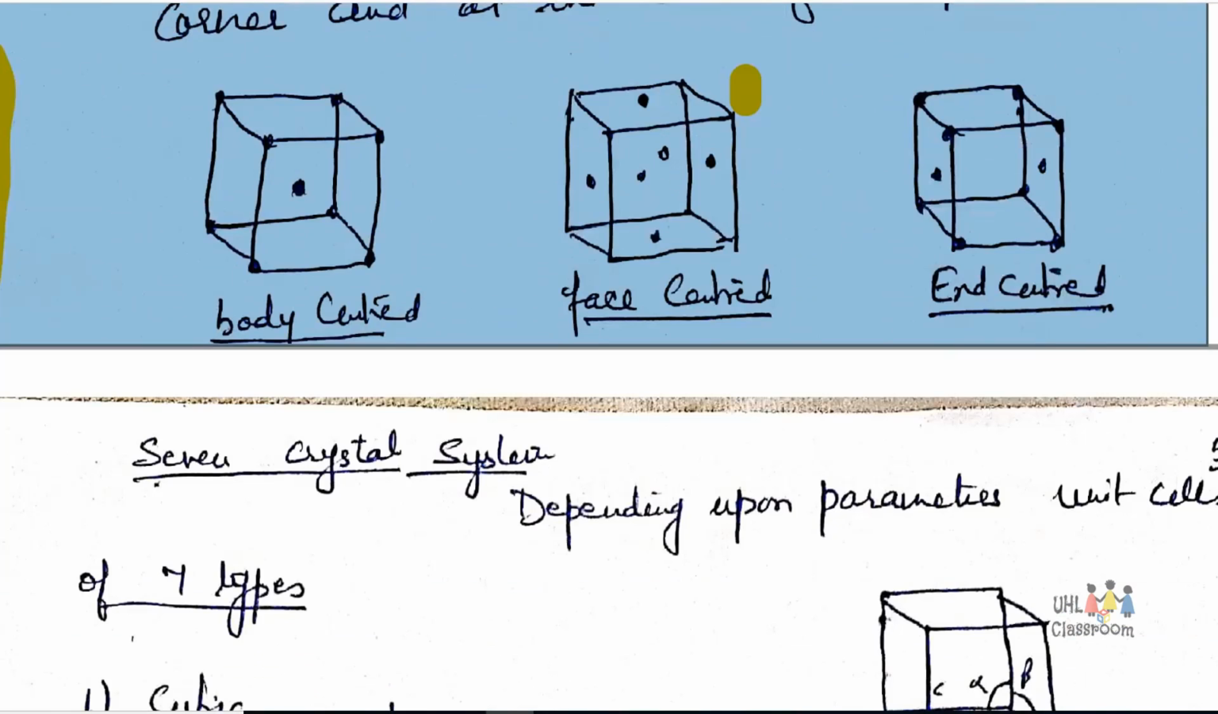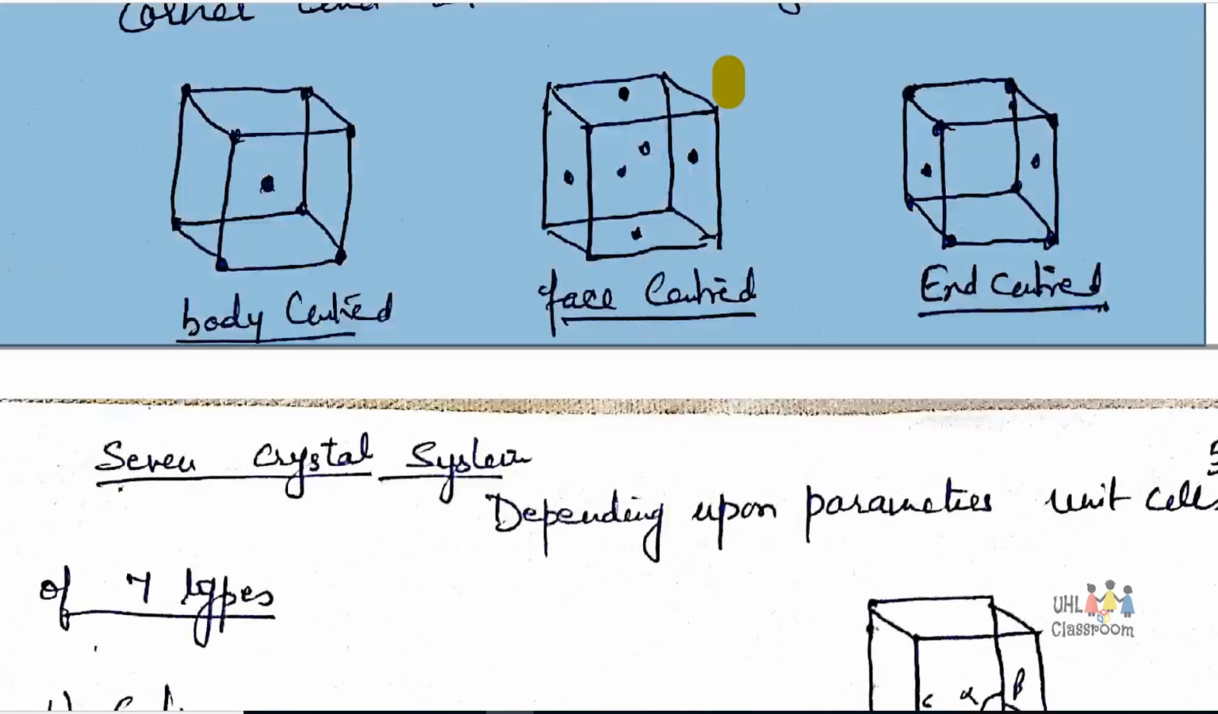This is body-centered, in which the particles are at the corner and at the center of the body. This is face-centered, in which the particles are at the corner and at the center of each face. And this is end-centered, in which the particles are at the corner and at the center of end face.